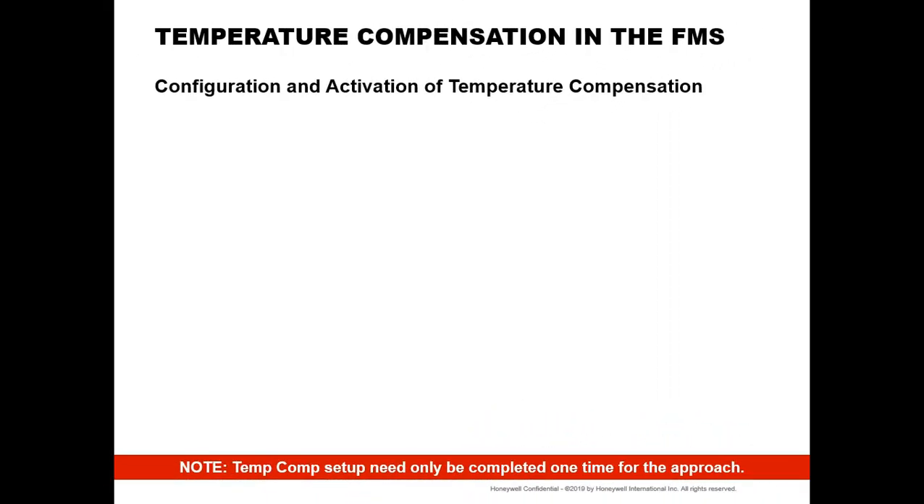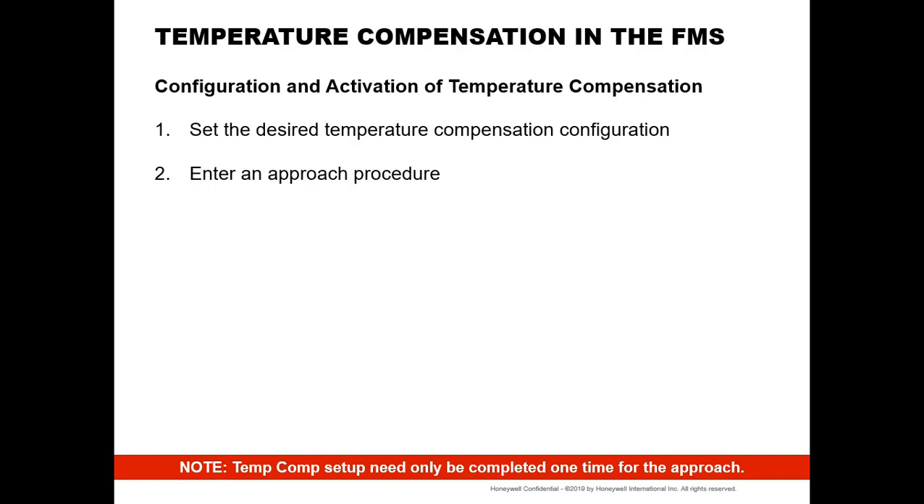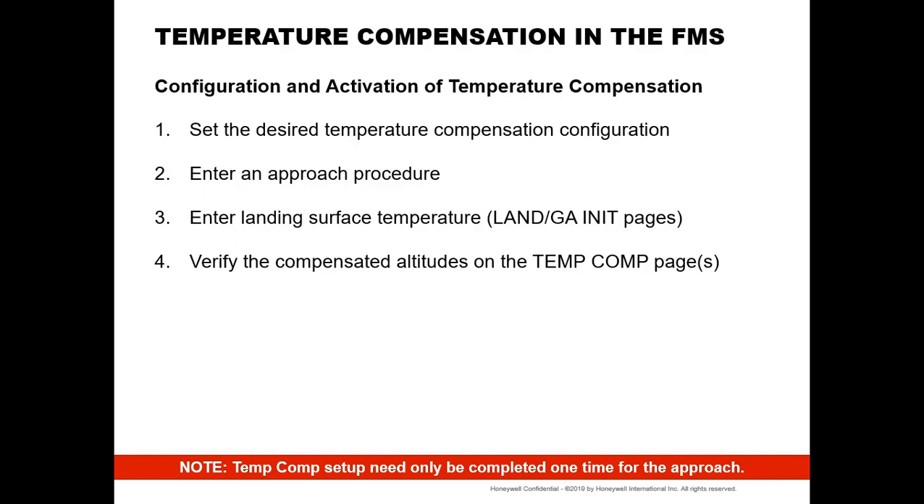The following list of actions can act as a quick reference to setting up temperature compensation in the FMS. We will discuss these steps in the following slides. First, you will need to set up the desired temperature compensation configuration. Secondly, enter an approach procedure into the active flight plan. Then enter the landing surface temperature in the Land Go-Around Init page. Next, verify the compensated altitudes on the temp comp pages.